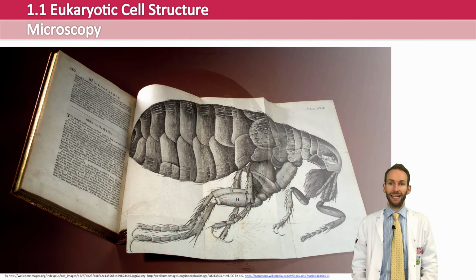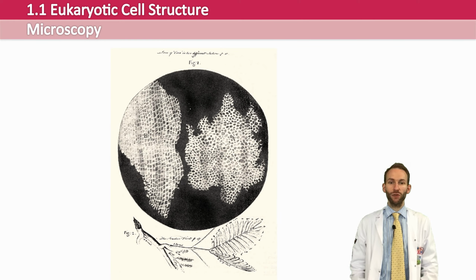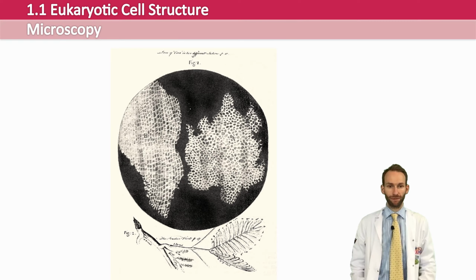Now, this is a piece of cork, and he saw the little compartments and he thought they looked just like the cells that monks lived in. And so he decided to call these little compartments cells, and this is where the term originally came from.